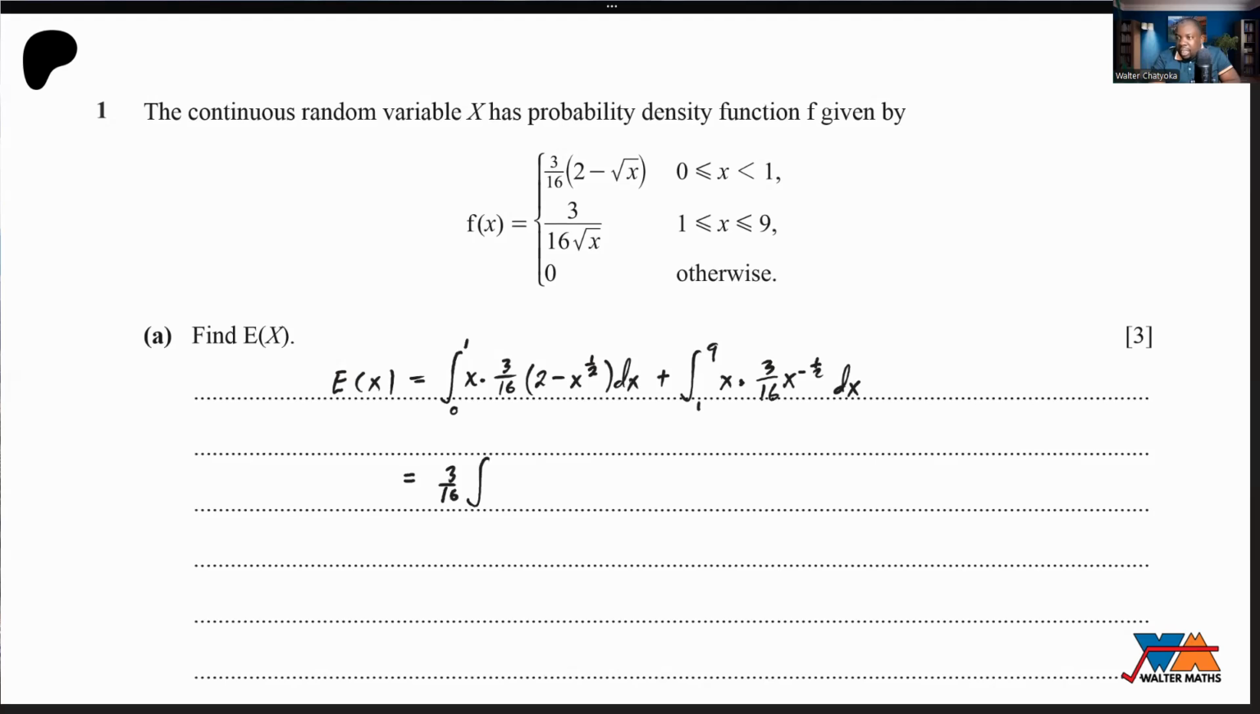This is the same as 3/16 of the integral from 0 up to 1 of, multiplying x into the bracket, 2x minus x to the power of 3 over 2 with respect to x, plus, factoring out 3/16 as well, the integral from 1 up to 9, and multiplying x times this, we get x to the power of a half, with respect to x. We're now going to do the integration.